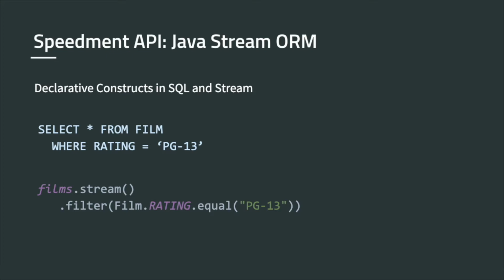Of course, it can evaluate all films. Is this PG-13? No. Is this PG-13? Yes, and so on. But presumably, it will use some kind of index to be able to fulfill this query in a fast way. The same is true with streams. Actually, it looks like we are creating a stream with all films, and then for each film we are evaluating this predicate, but that's not true.